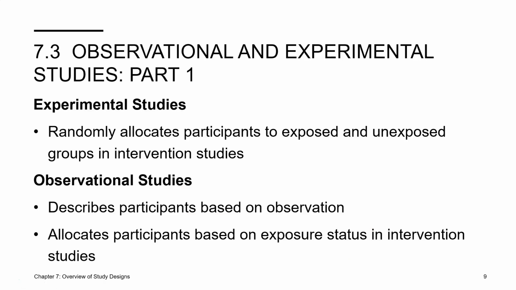Section 7.3 goes over the differences in observational and experimental studies. An experimental study randomly allocates participants to either an exposed or an unexposed group in intervention studies. Observational studies are really when you would just describe the participants based on their observation or based on their report. So it allocates participants based on exposure status in intervention type studies. An experimental study is a randomized clinical trial.